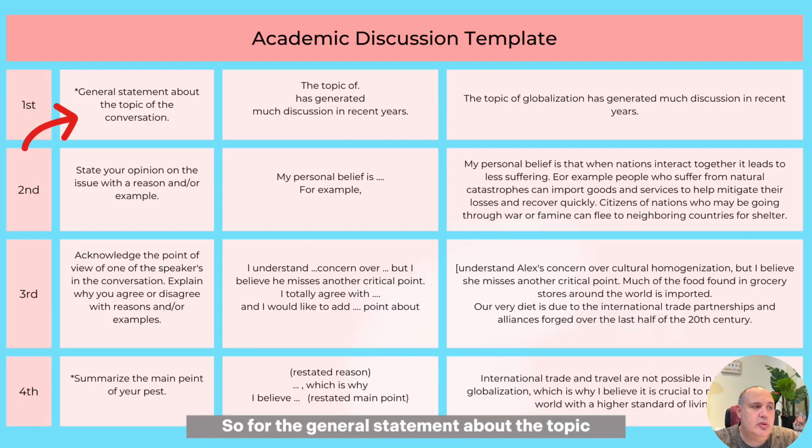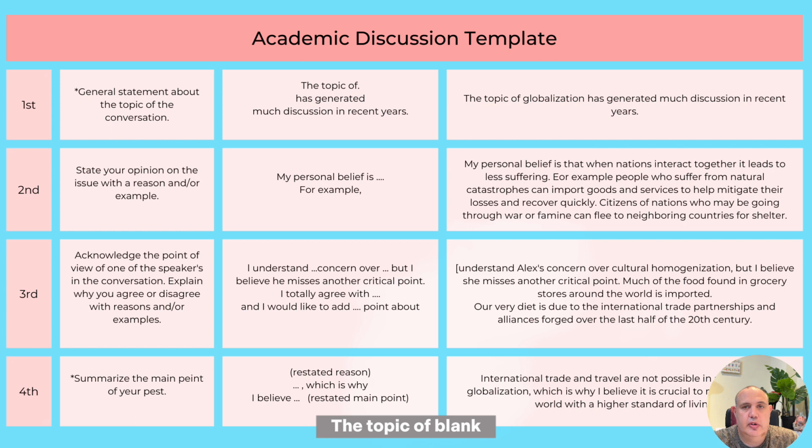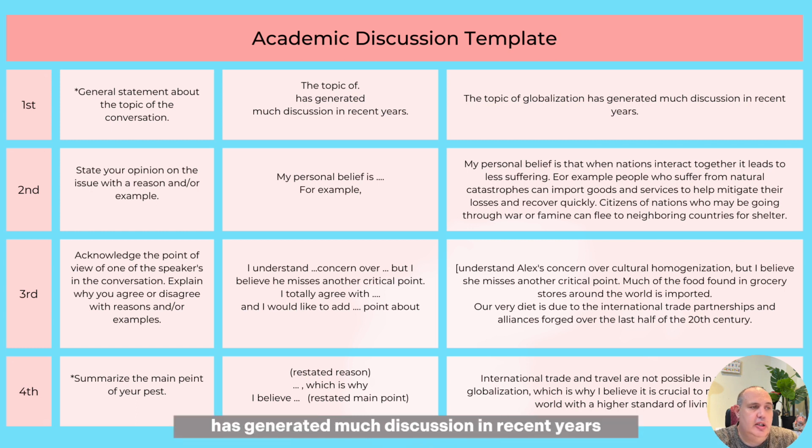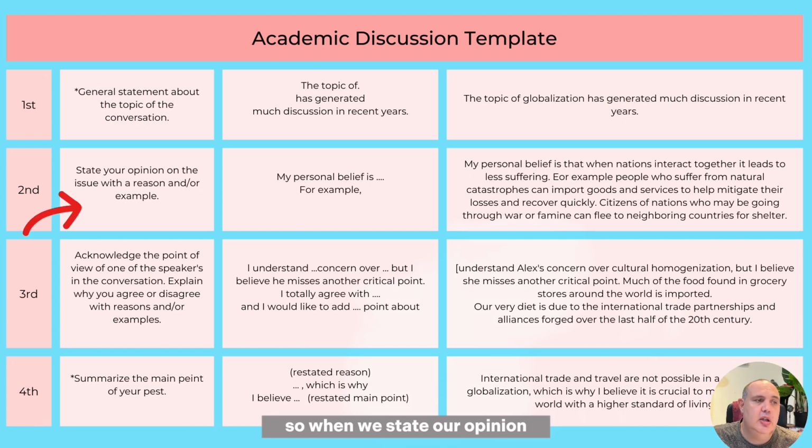So for the general statement about the topic, we can start by saying something like, the topic of blank has generated much discussion in recent years. So this is one way to start your conversation. When we state our opinion, we can start by saying something like, my personal belief is blank, for example, and then that is what we will use to exemplify our answer.